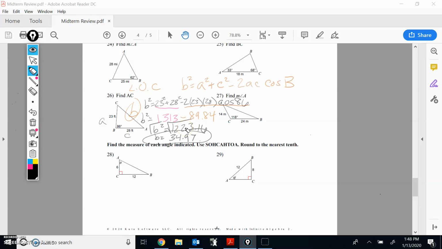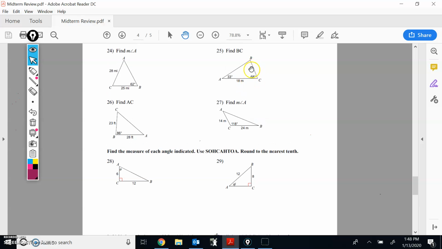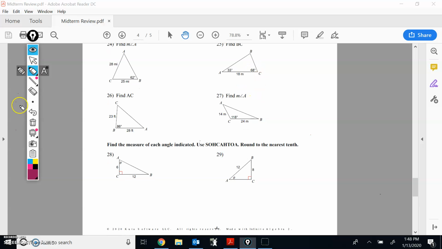Okay, we use law of cosine here. Big mistake is this section over here. This is all one big piece. 27, last one for this video. We're going to use law of cosine again because we're not given a matching angle and a side. It doesn't look like it. So law of cosine, and we're finding angle A, which is right here.